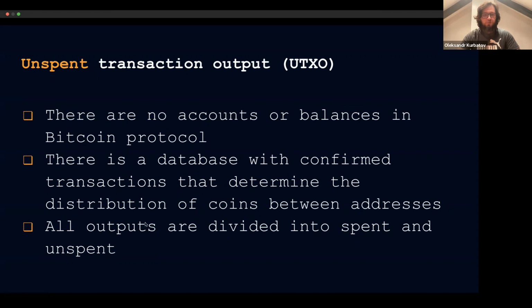It means that all outputs are divided into spent and unspent. Unspent transaction outputs are outputs that don't have any existing transactions that have references to these outputs, and such a transaction wasn't confirmed on the Bitcoin blockchain. So that's it. All validators and all auditors keep this database with unspent transaction outputs.